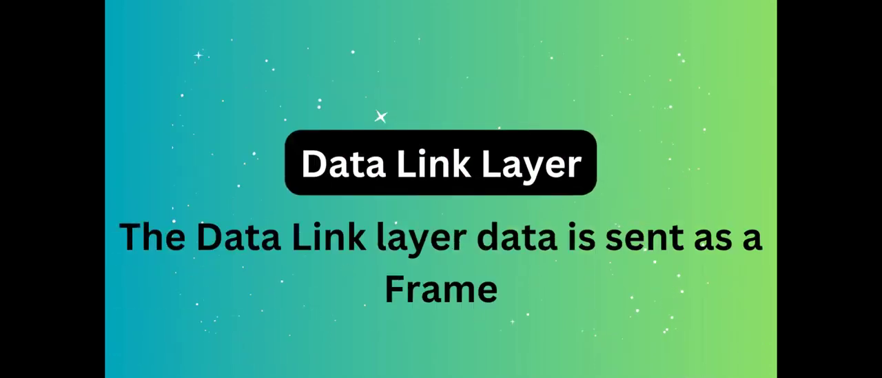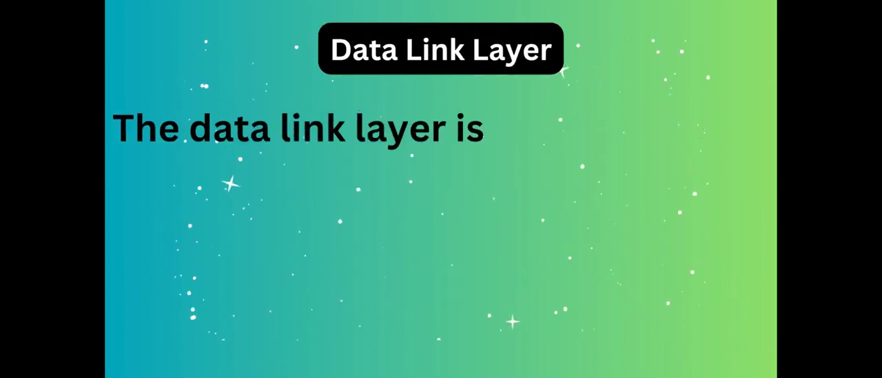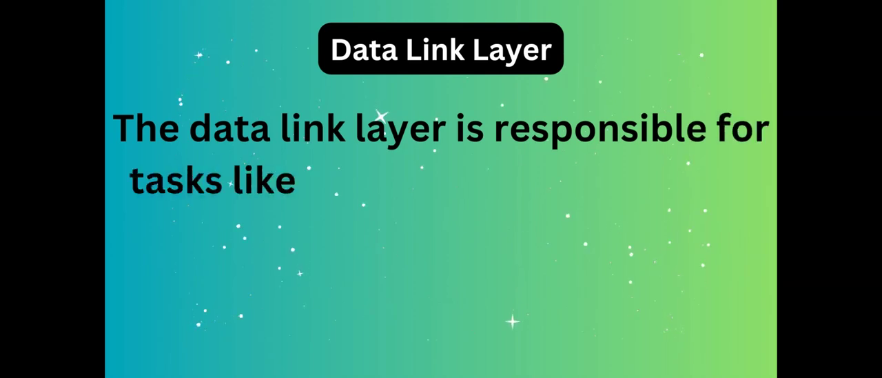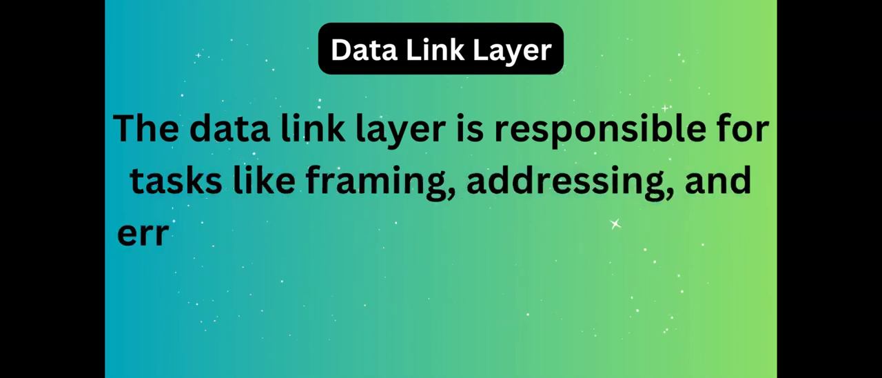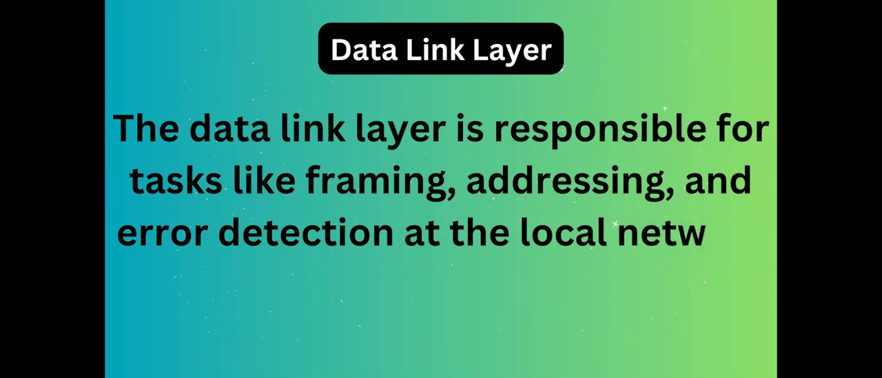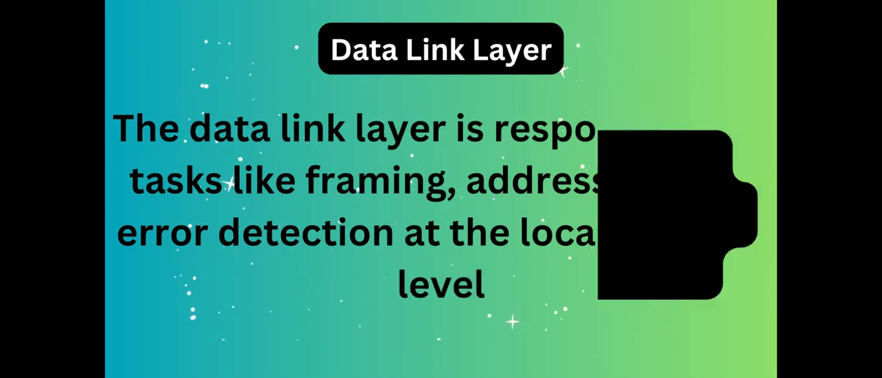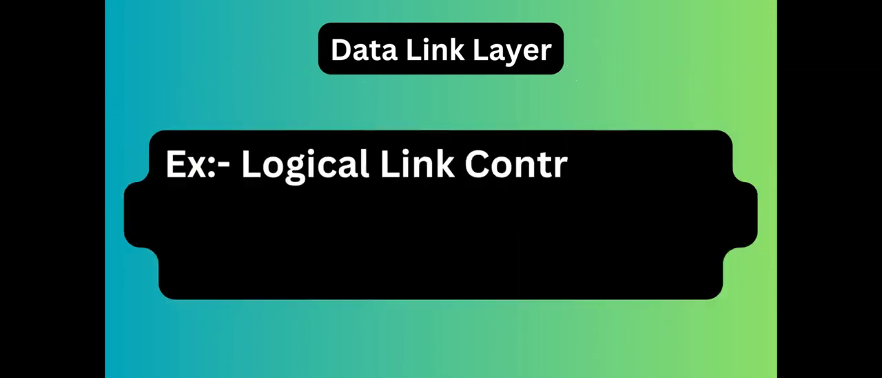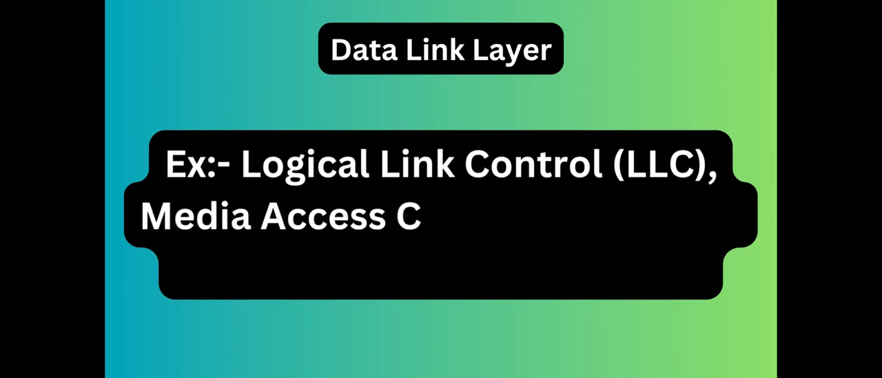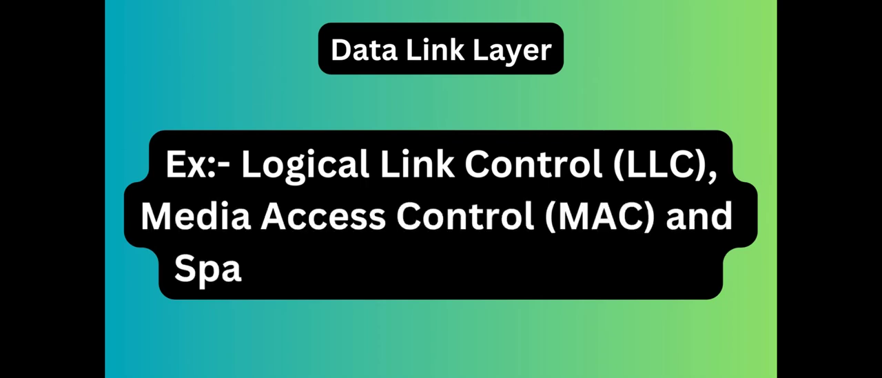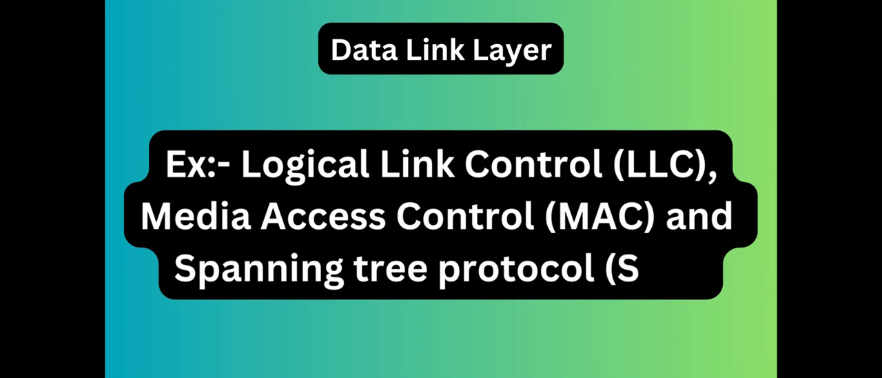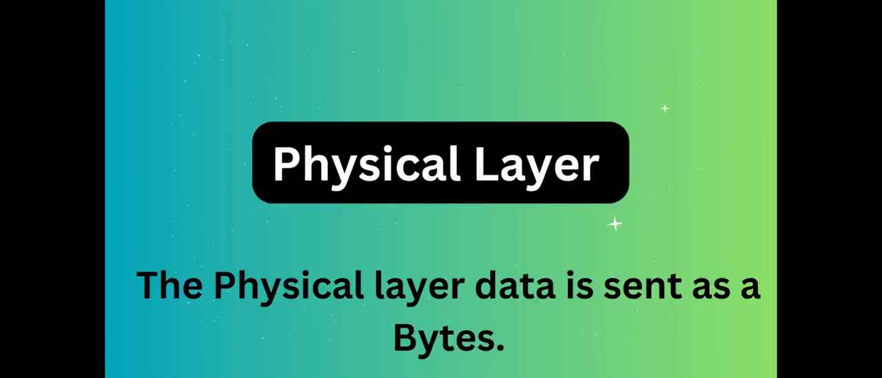Data link layer. The data link layer translates the physical raw bit stream into packets known as frames. This layer provides error-free transmission of data frames between adjacent network nodes. It handles flow control and error detection and correction. It ensures reliable data transmission between directly connected devices. Example: STP, Spanning Tree Protocol.